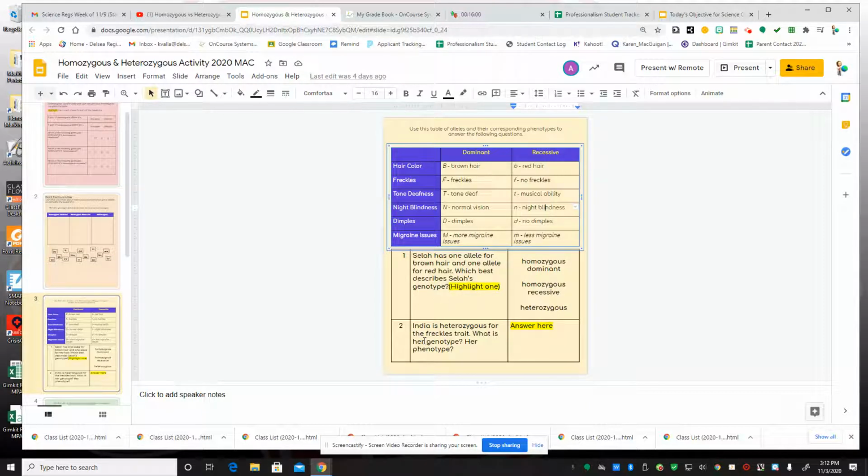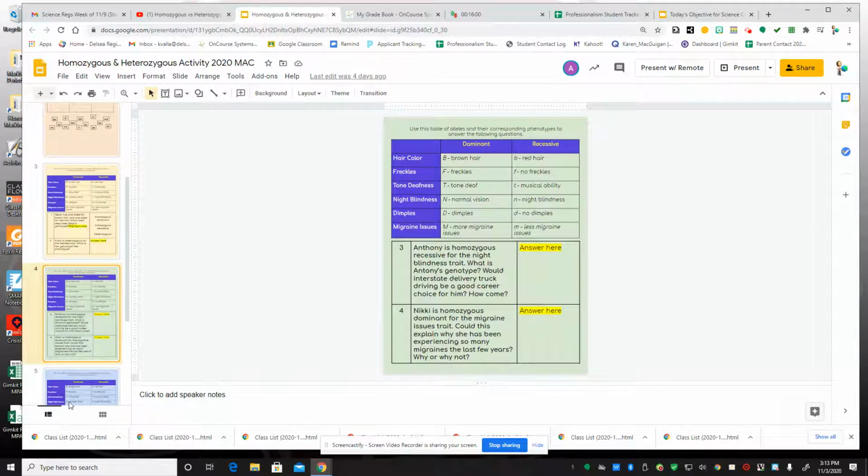Number 2, India is heterozygous for the freckles trait. What is her genotype? What is her phenotype? So where it says answer here, you would backspace it and say her genotype would be blah, blah, blah, and her phenotype is this. Okay, again, genotype is your letter combination or your allele combination. Your phenotype is going to be what you physically see. Okay, so you see brown hair, red hair, freckles, no freckles, tone deaf, musical ability, etc.